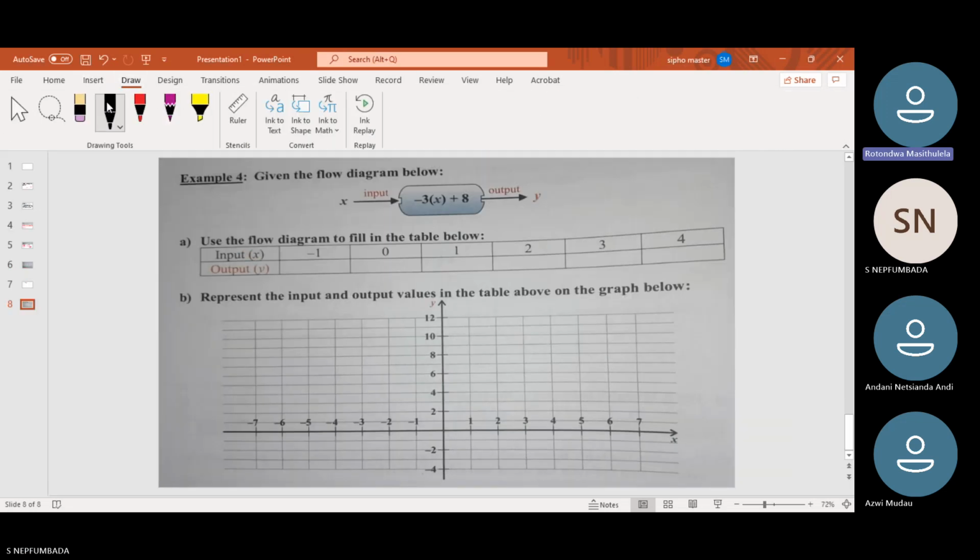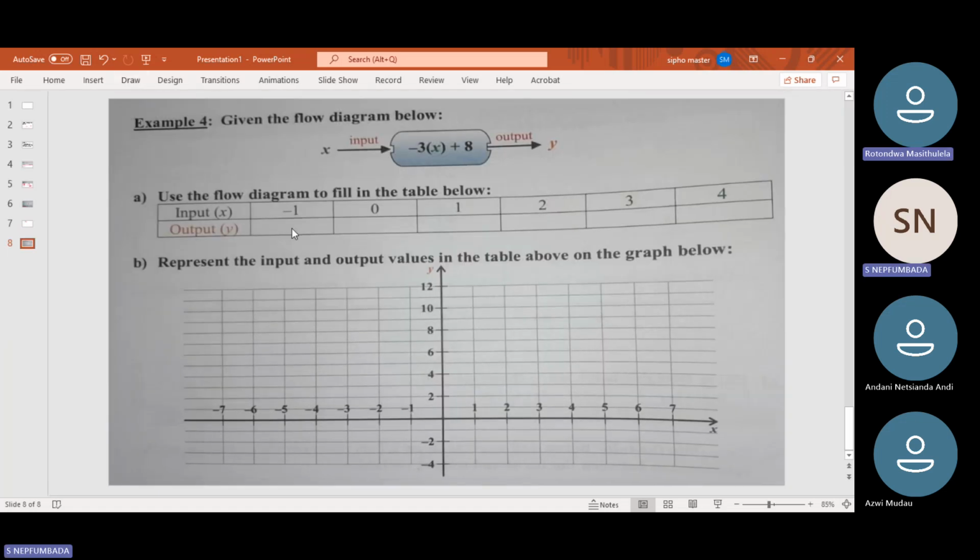-3. You get when you substitute one. Okay, -3 into what? -1 plus 8. Yeah, then you get what? 11. You get 11. So now we need the final solution on those ones.